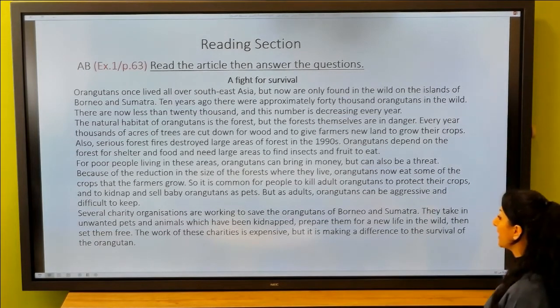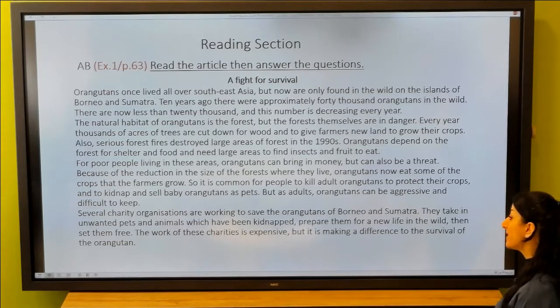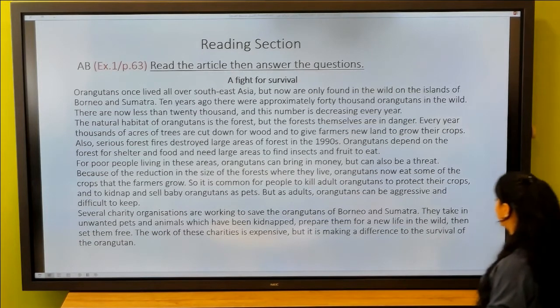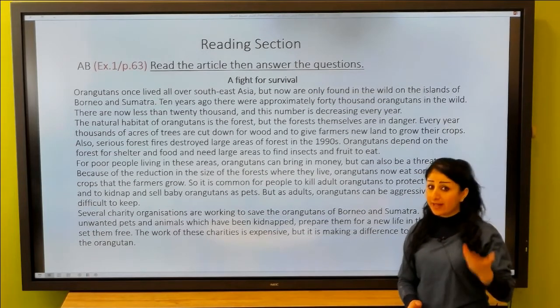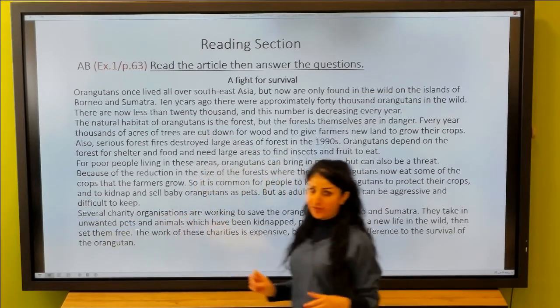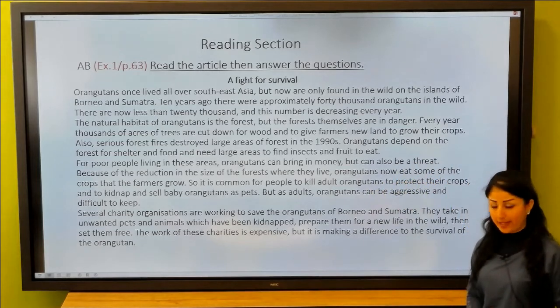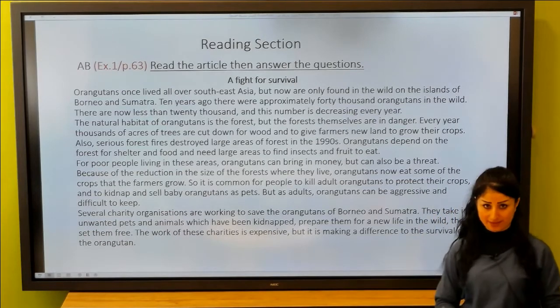Several charity organizations are working to save the orangutans of Borneo and Sumatra. They take in unwanted pets and animals which have been kidnapped, prepare them for a new life in the wild, then set them free. They prepare them to live again in the wild. What's the meaning of set free? It's a multiverb, or phrasal verb, which means release, okay? The last sentence, please pay attention to me. The work of these charities is expensive, but it's making a difference to the survival of the orangutans.